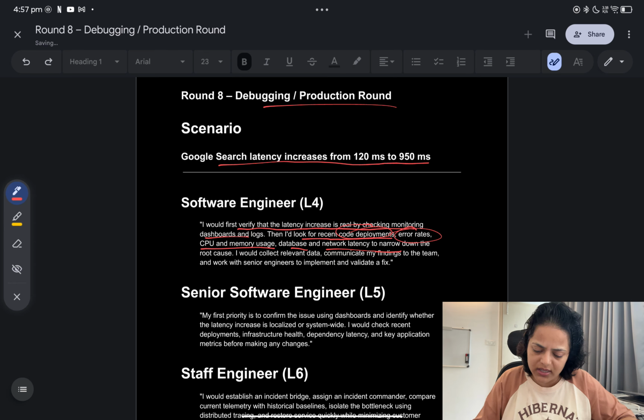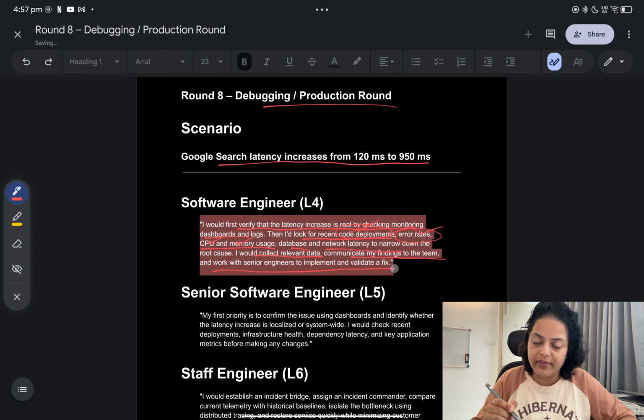So what all things has he checked? First, code. Second, error rate, meaning he will be checking the dashboard and logs. Then CPU, after that memory, then database and then network. So I would collect relevant data, communicate my findings to the team, and work with the senior engineer to implement and validate a fix.